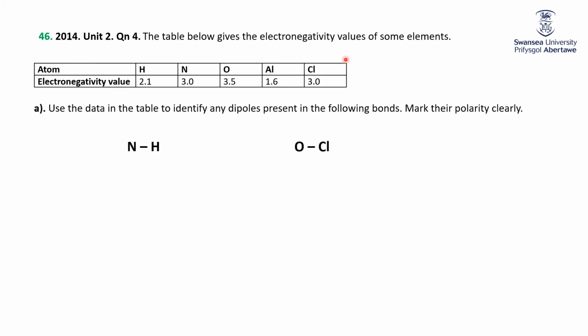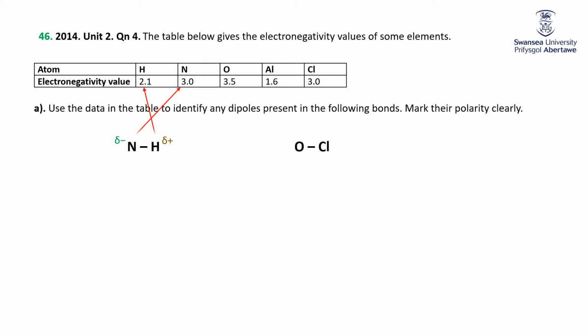Table below gives electronegativity values of some atoms, not of elements, but never mind. Use the data in the table to identify any dipoles present in the following bonds and mark their polarity clearly. So N and H, there's H, there's N. We have differences in electronegativity, 2.1 and 3.0. The 3.0 for the nitrogen is higher than the 2.1 for the hydrogen. Thus the nitrogen will be slightly negative and the hydrogen slightly positive.